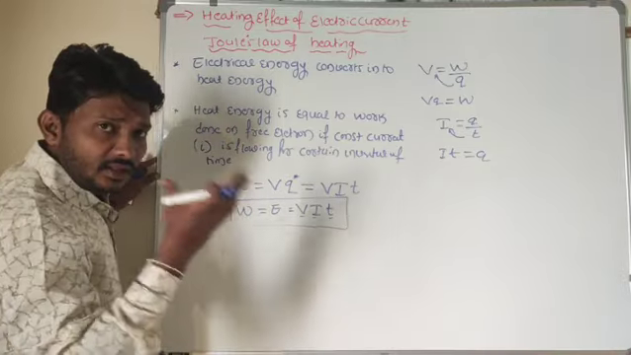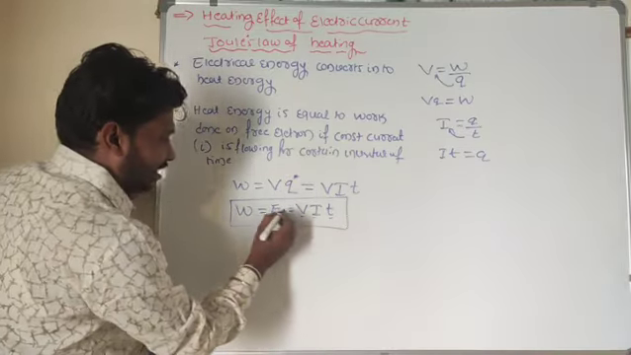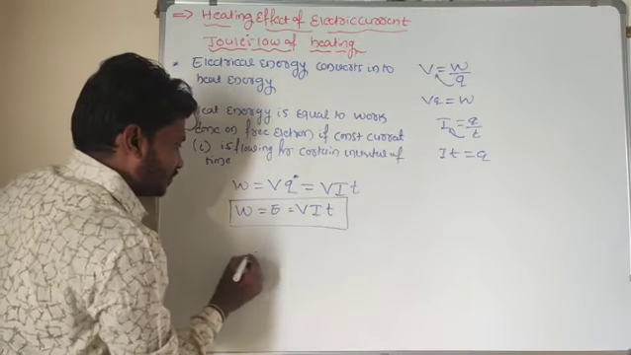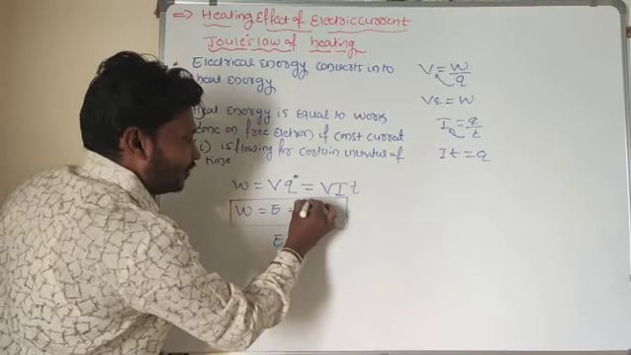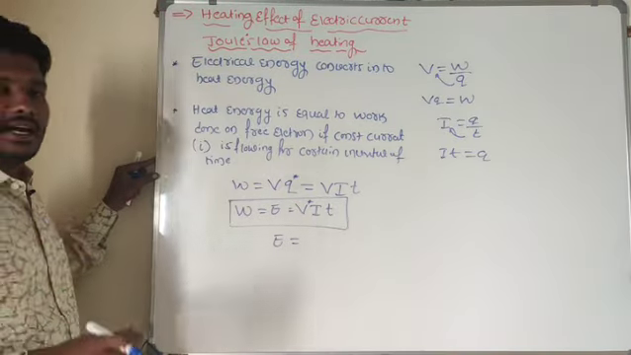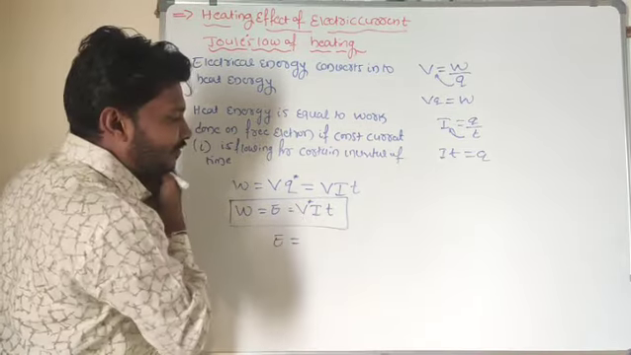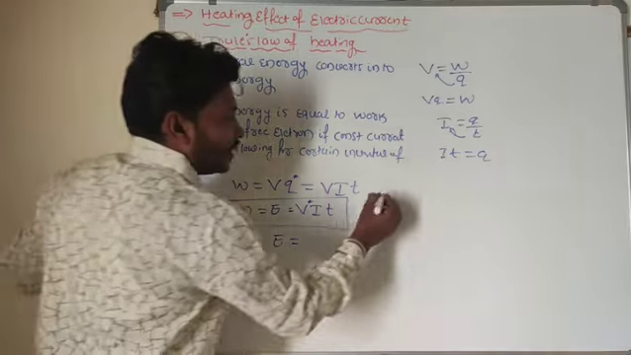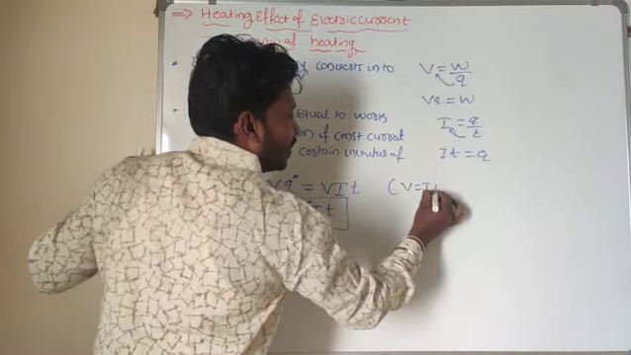I can rearrange this electrical energy in another form. From Ohm's law, wherever V is there, I can substitute it. In the case of Ohm's law, V is equal to I into R.